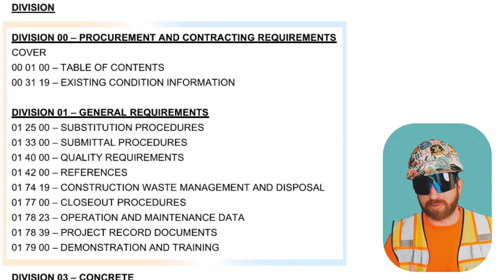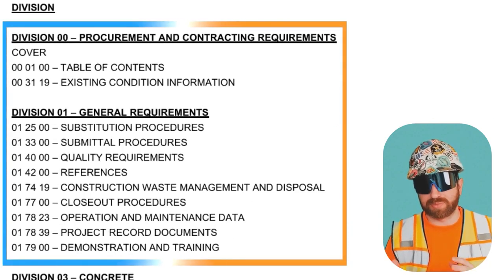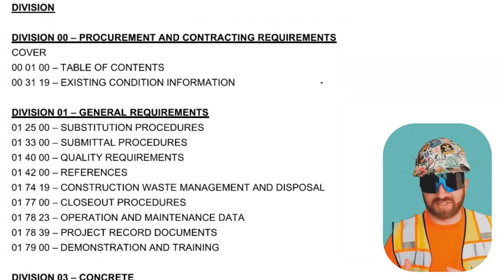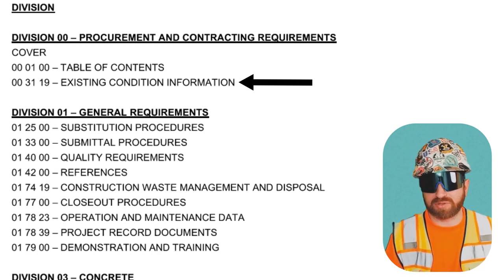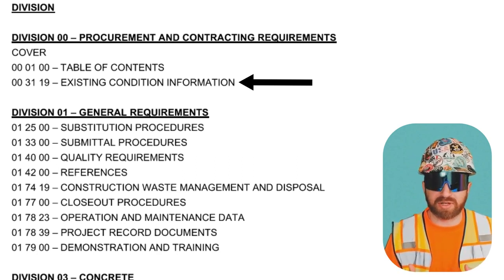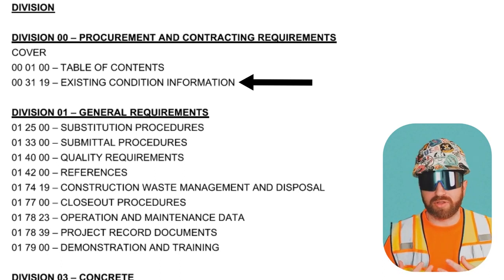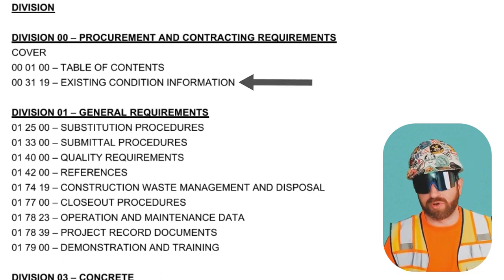I'm going to briefly cover the general requirement items, and then I'm going to jump into a specific specification section. Existing condition information could range from site surveys, which are usually external reference documents showing where past buildings and underground structures may exist, to geotechnical reports, which would tell you the composition of your building soils before you get started.